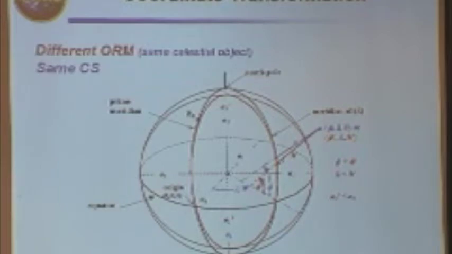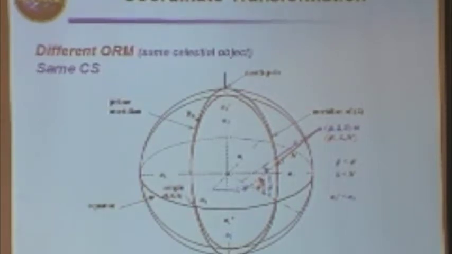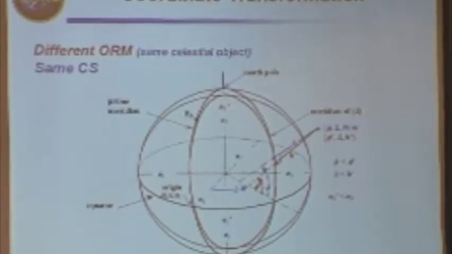So for example, if you had a GPS system based on the global datum, WGS84, and you wanted to convert that to geodetic coordinates for the Vancouver 2002 datum, you would have to do this kind of a transformation.